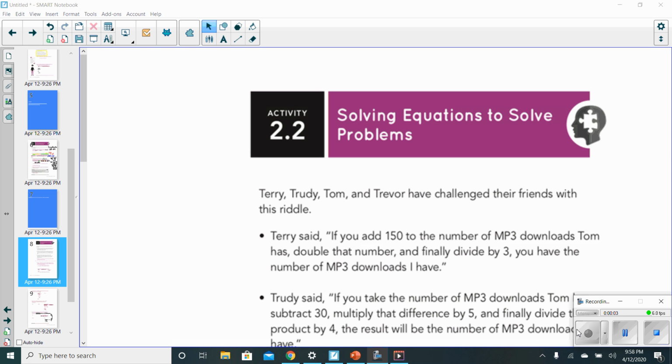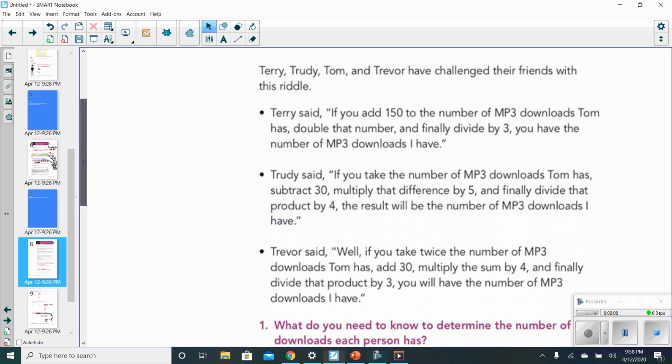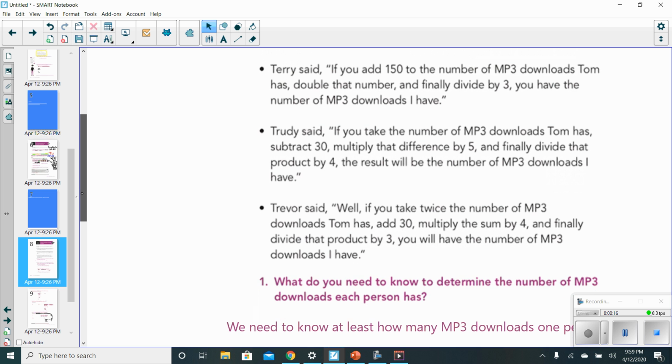Alrighty, so activity 2.2, this is solving equations to solve problems. So I'm going to read through this really quick. It says, Terry, Trudy, Tom, and Trevor, I know all the T's, you gotta love it, have challenged their friends with this riddle. Terry said, if you add 150 to the number of MP3 downloads Tom has, double that number, and finally divide by 3, you have the number of MP3 downloads I have. Trudy said, if you take the number of MP3 downloads Tom has, subtract 30, multiply that difference by 5, and finally divide that product by 4, the result will be the number of MP3 downloads I have.